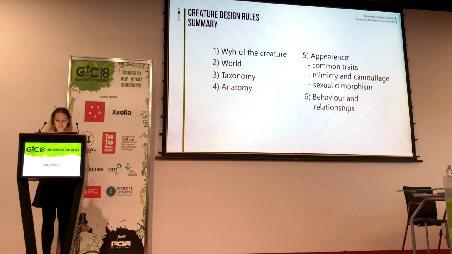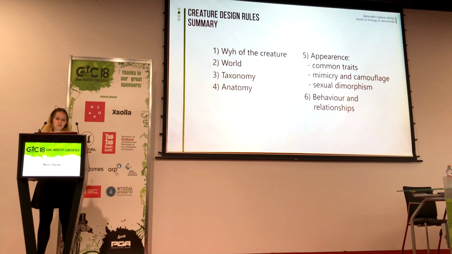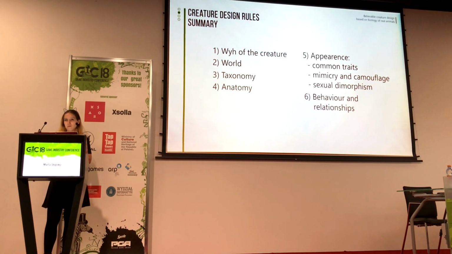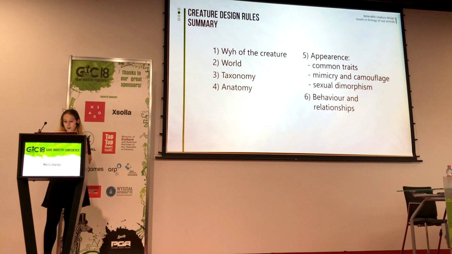Okay, so this is the short summary of all the rules I was talking about. The second one is to remember about your world. The third one is to use a taxonomy, so you can decide in which part of the taxonomy your animal is. The fourth one is, of course, anatomy, and you have to always remember about it. The fifth one is appearance, and there are some common traits, mimicry and camouflage, sexual dimorphism. And the sixth one is behavior and relationships.